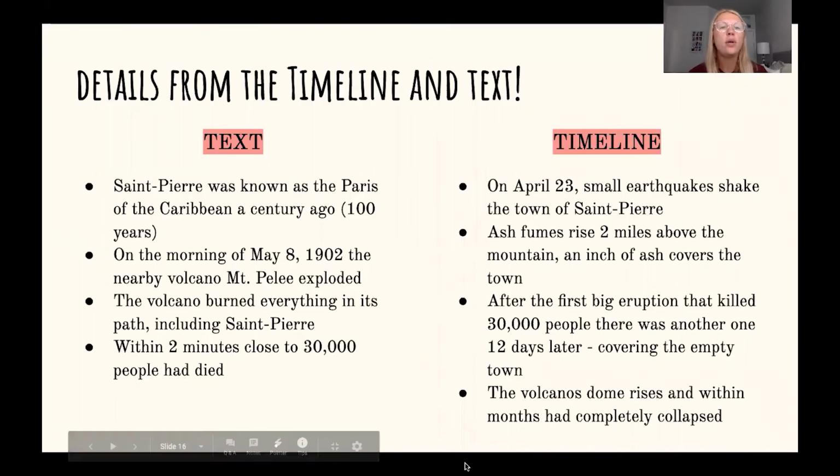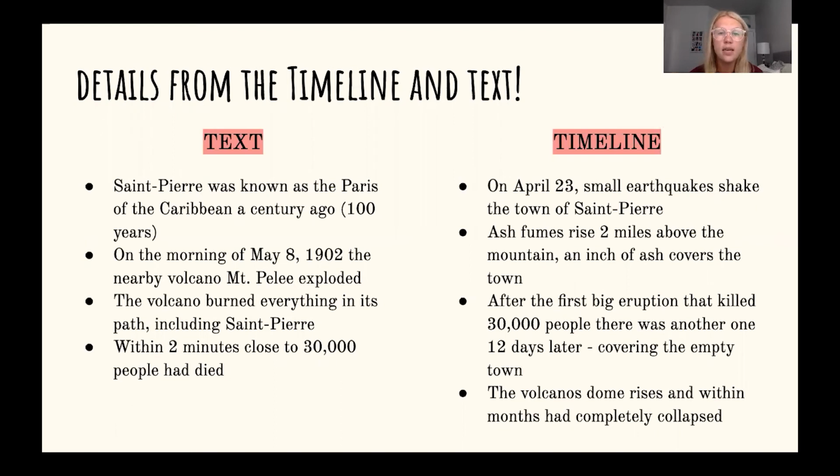Okay, now we are going to cover the details from the timeline and details from the text. So these different details that I am going to be reading could be details that you have written on your web organizer. If not, it's totally okay. There are no incorrect answers. The purpose of the web organizer was really just to get you guys thinking and to be focused on the text as well as the timeline.